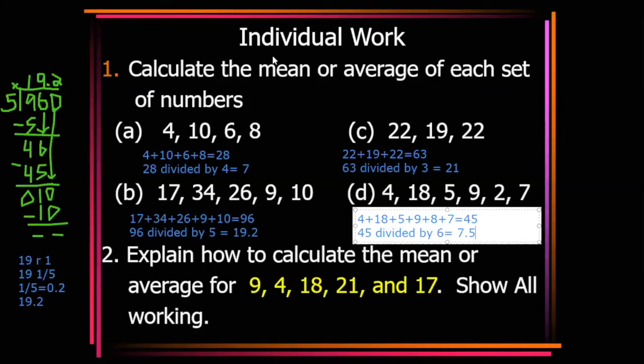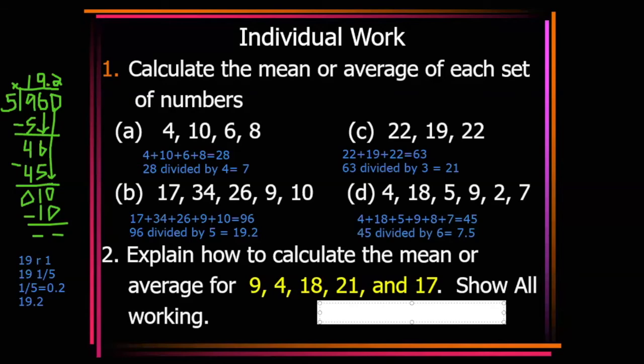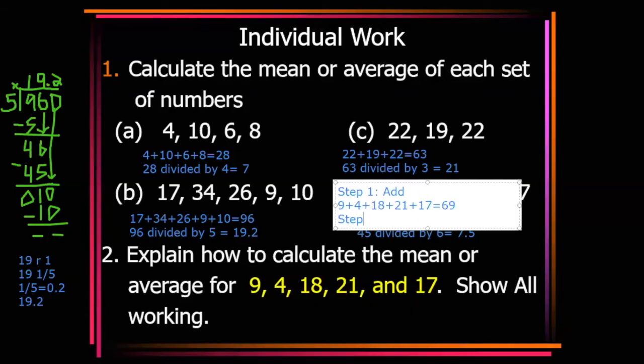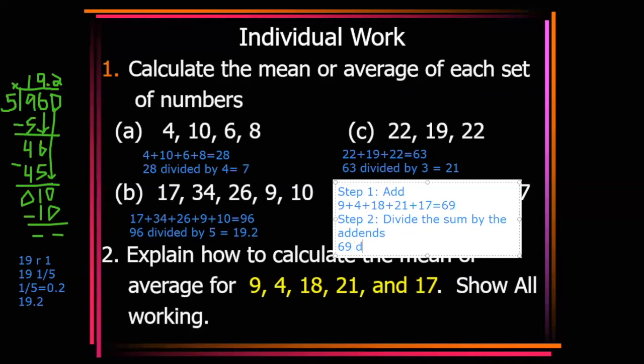Okay, let's explain how to calculate. Step one, step two, $69 divided by 5. The mean equals 13.8.